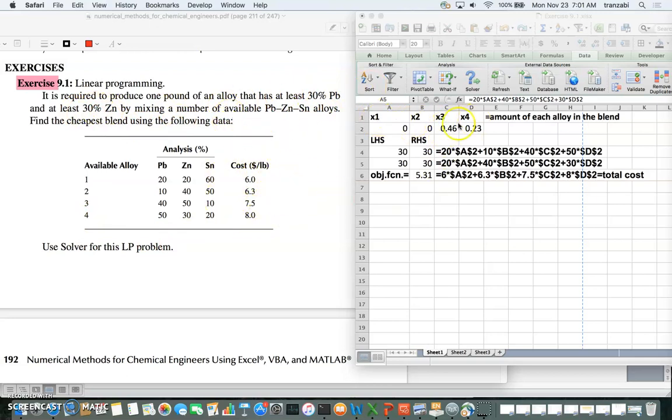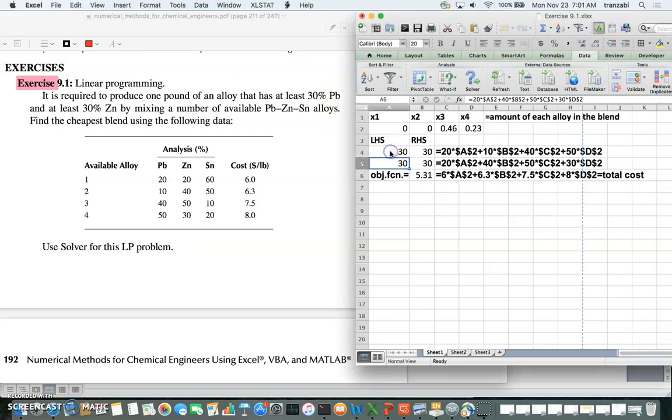So we're going to create a spreadsheet like this, where x1 through x4 are the pounds of alloy 1 through alloy 4. Then we're going to have the left-hand side of the first constraint. The first constraint says the amount of lead should be minimum 30%. So the way we do this is we say 20% of x1, 10% of x2, 40% of x3, 50% of x4. This sum should be greater than 30, because the minimum is 30%. So it should be more than 30%, right?